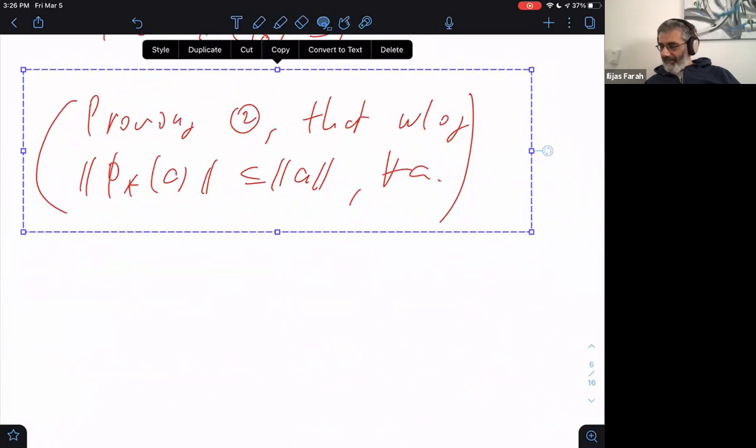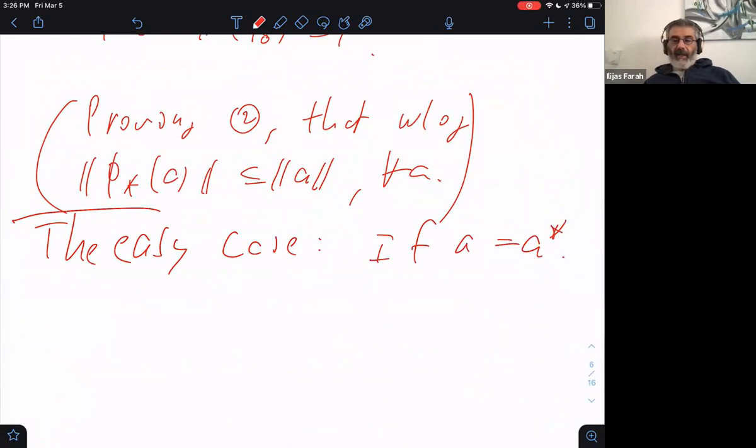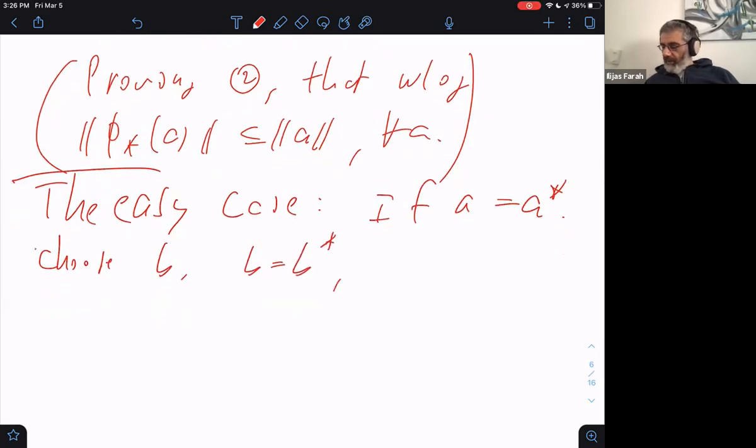The easy case. So if A is equal to A star, well, we already know that we can choose phi star of A to be self-adjoint. So choose B such that B is equal to B star, and which has the property that phi of A is equal to P of B.